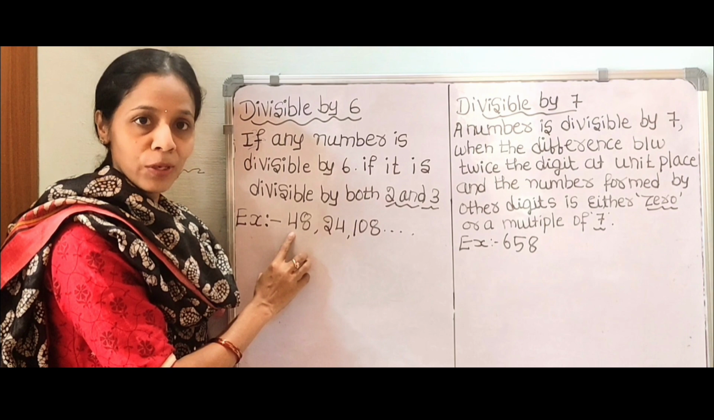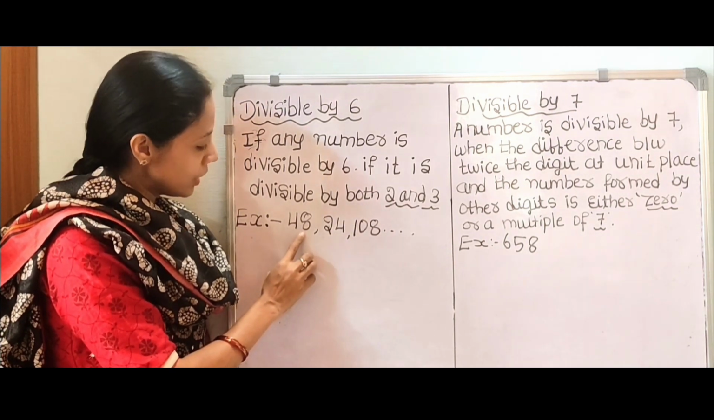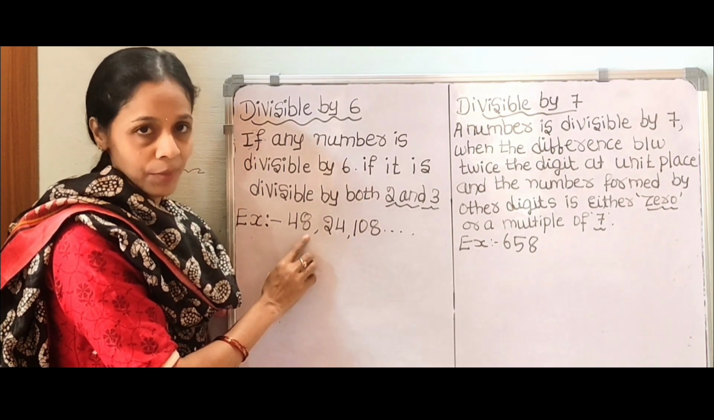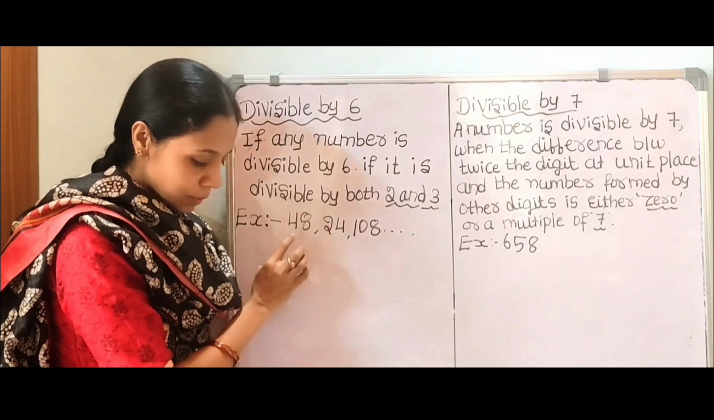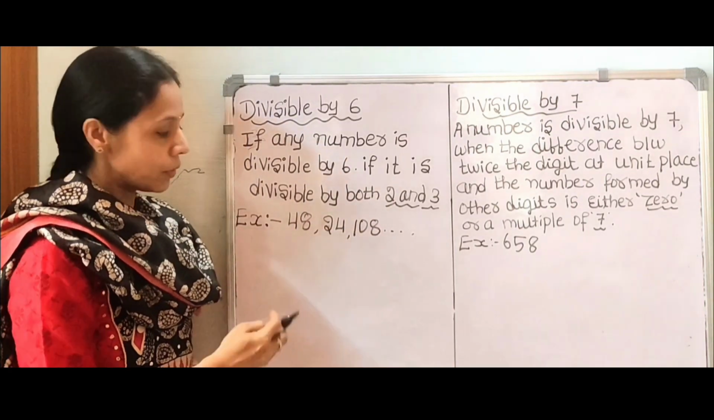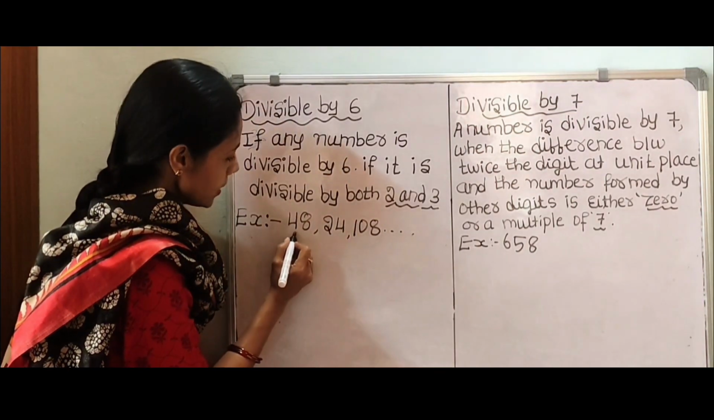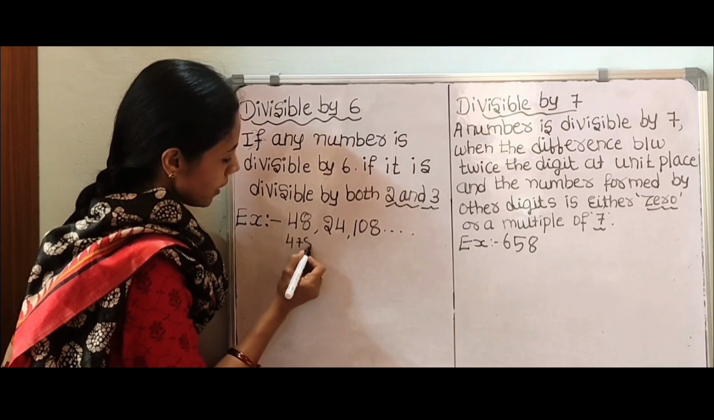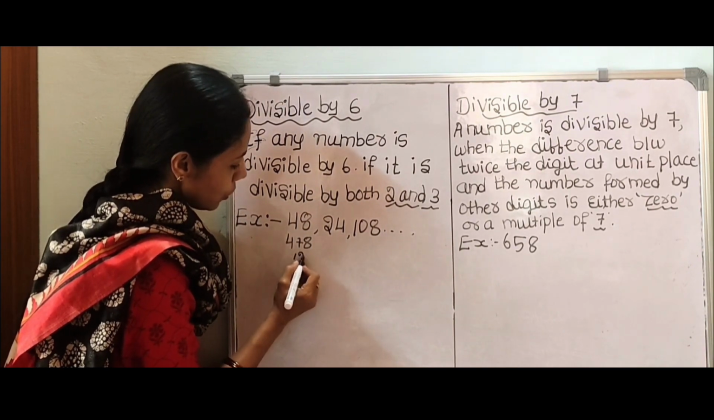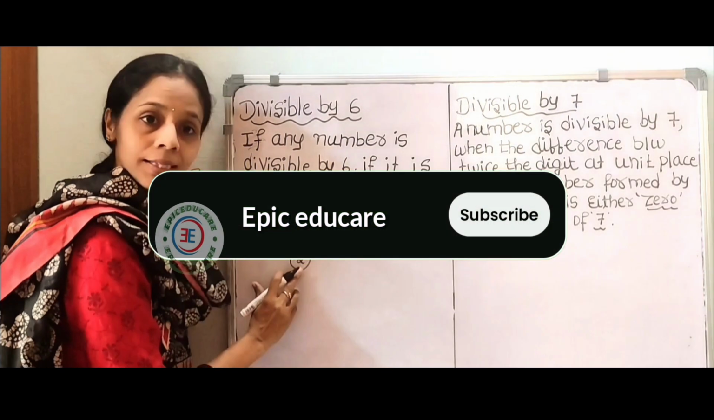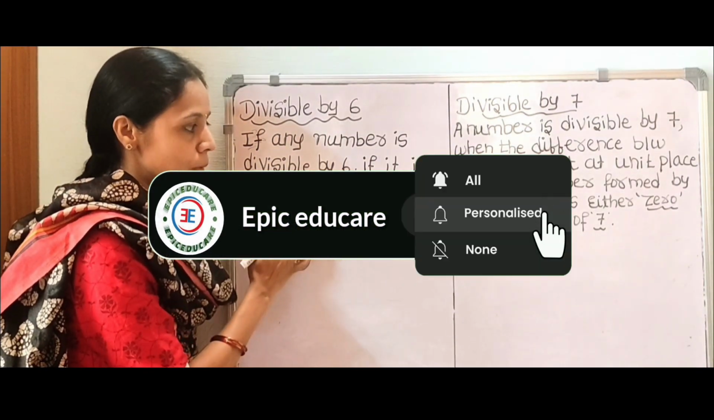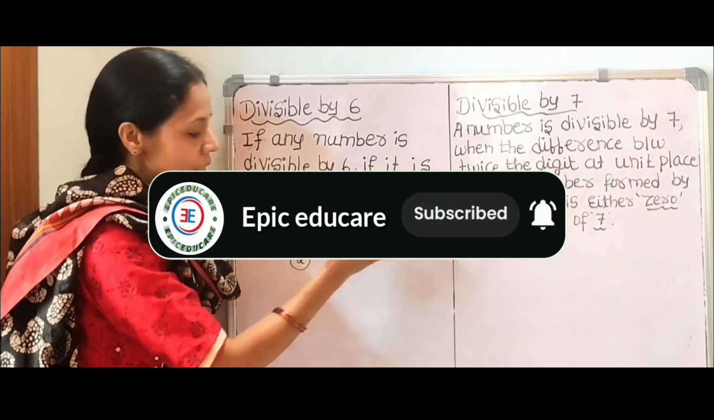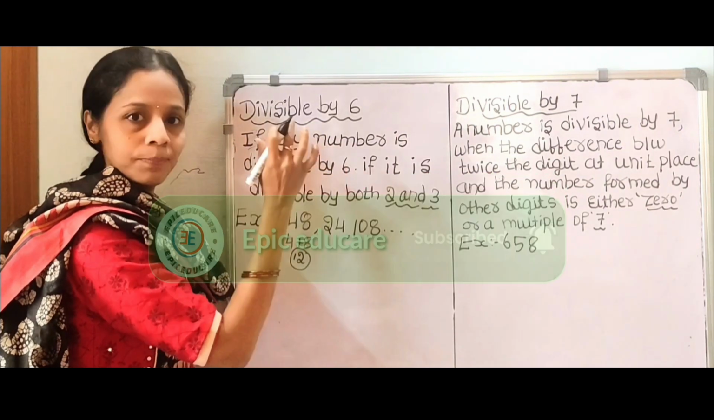48 is divisible by 2 because of the digit in the unit place, and it is also divisible by 3: 4 plus 8 is equal to 12, which is divisible by 3. So 48 is divisible by both 2 and 3, so it is divisible by 6.